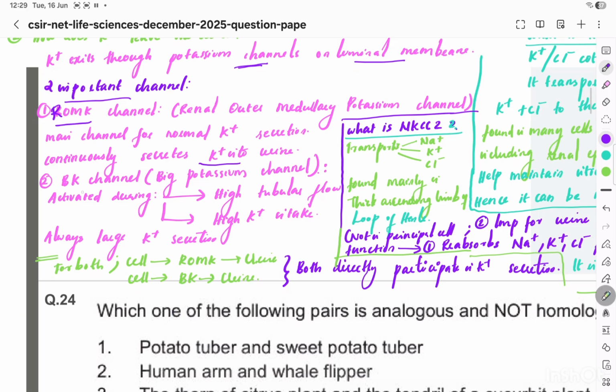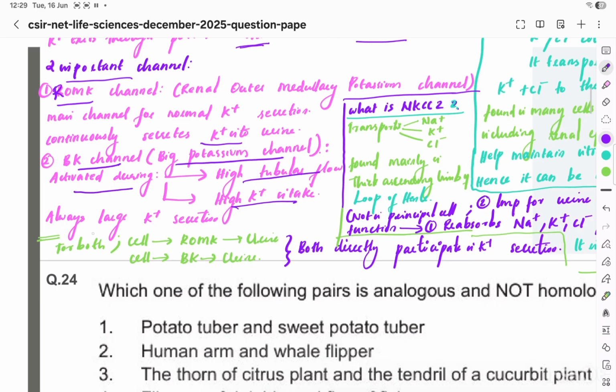Okay, then next is the BK channel, that is the big potassium channel, which is activated during high tubular flow. When there is high tubular flow and high potassium intake, there is a need for high potassium outtake, because high potassium intake is happening in the cell. So when there is high tubular flow and high potassium ion intake, they activate the BK channel. This activated BK channel always leads to large K plus secretion.